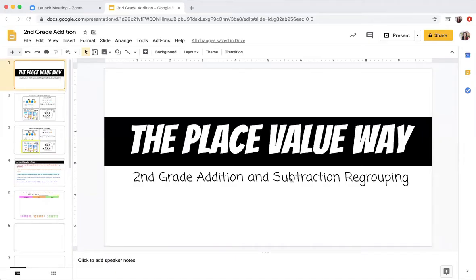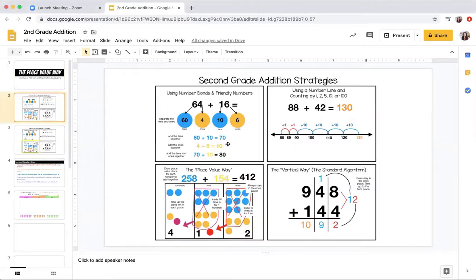In this video, I am going to explain and demonstrate the place value way, which is a strategy we use in second grade to understand addition and subtraction regrouping. There are several strategies that we use for second grade addition.